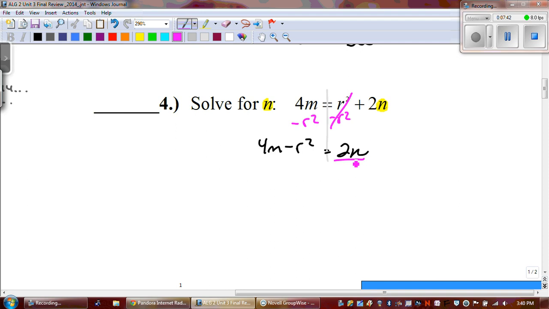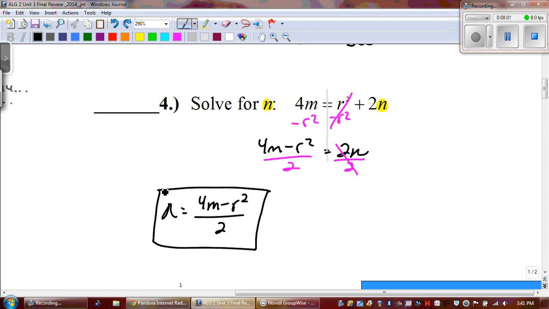And then to get the n by itself, we divide by 2. Okay, so your answer, we don't have enough room, so I'm just going to rewrite it over here. We always put the variable first. So you have n equals 4m minus r squared all over 2. That is an answer. Okay, but there are other ways that we can write that answer.